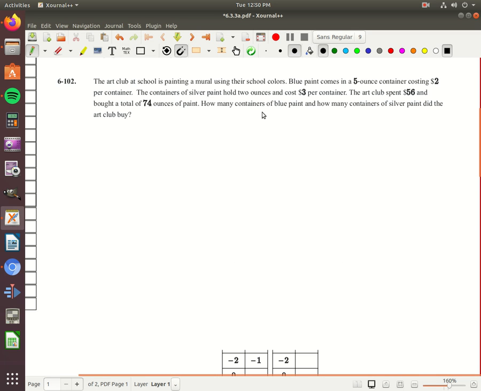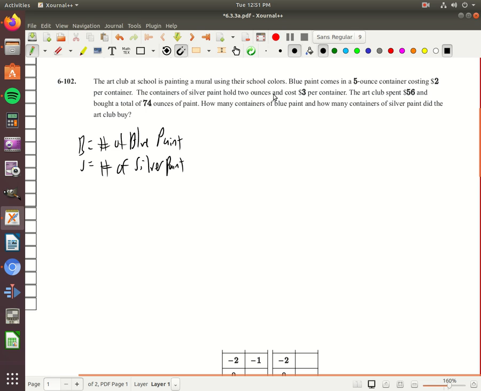First, we're going to define the variables. And again, I'm just going to read the question: how many containers of blue paint and how many containers of silver paint did the art club buy? So I know that B is going to be the number of blue paint. And I will go ahead and make S the number of silver paint. And now we'll go ahead and read the whole question. Again, it's just my preference to just figure out what the variables are first, but you can read the whole thing and then do the variables. It's up to you.